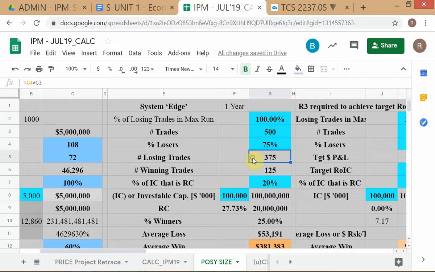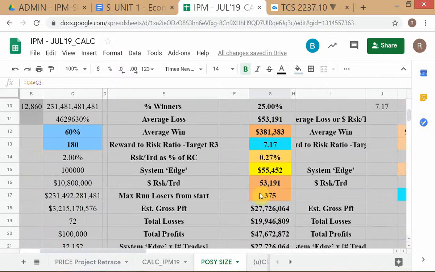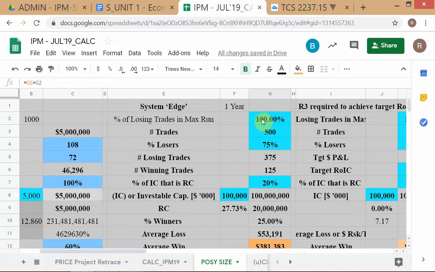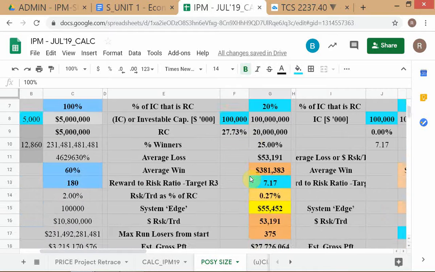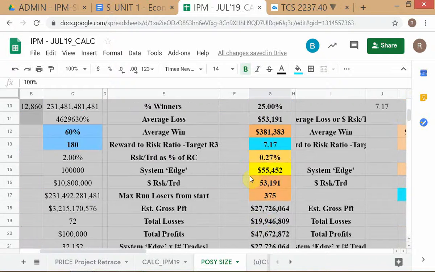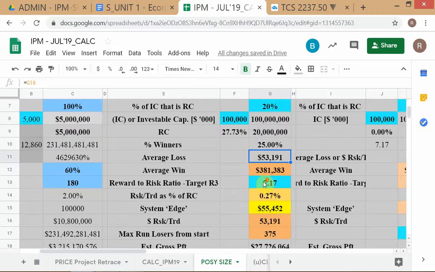The reason this cell exists is basically to give you the opportunity to define the percentage of losers in the maximum run of losing trades, which is this G2 here and the G5. For our purposes we are keeping it as 100%, so the G2 may not even exist. This is clear? Are you following so far? Okay, so 375 losers. So what were we calculating? Average loss. We are back to this 53K.